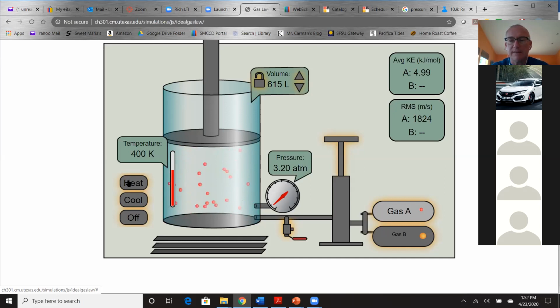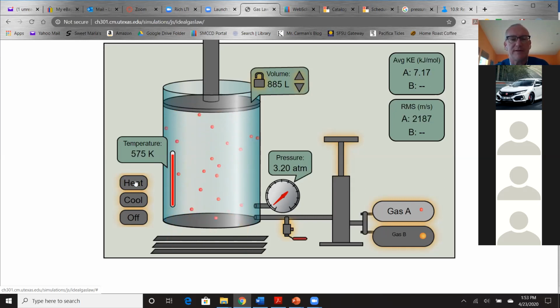But they're hitting the sides of the container just as often as they were before. That's why the pressure has not increased. They're hitting the sides of the container at exactly the same rate they were before, so the pressure is not increased. What has increased though? Something else has increased. Maybe it's a little more obvious as I increase the temperature some more. See if you can see what it is.